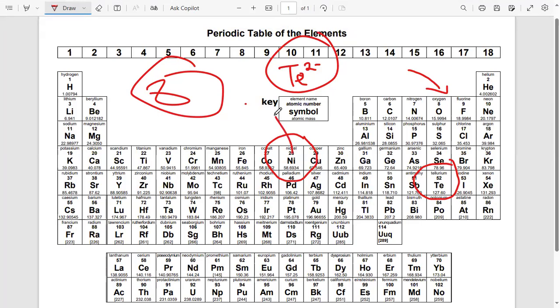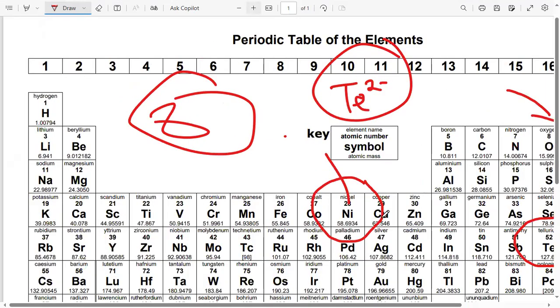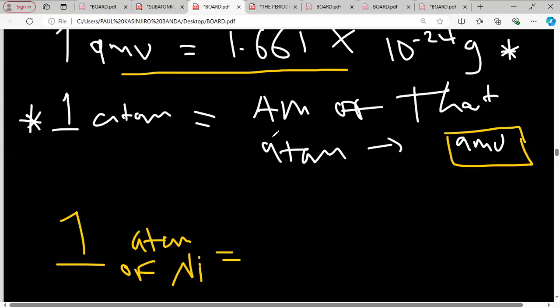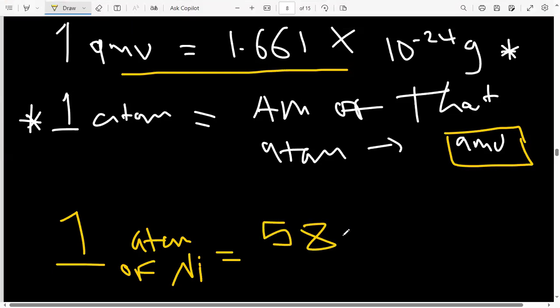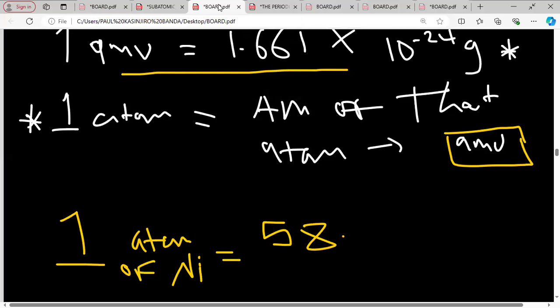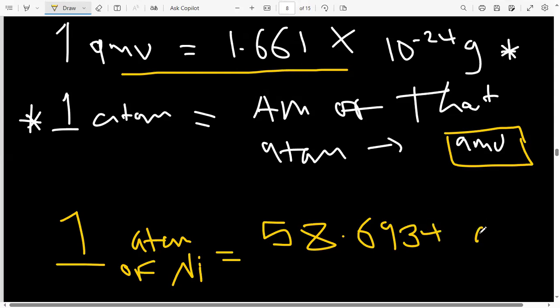Okay, so this is the nickel here. What is the atomic mass number for this nickel? You can see that it is 58.6934. So it means one atom of nickel has this atomic mass number. So we are going to write that relationship there: 58.6934 atomic mass unit. So this is for the nickel.